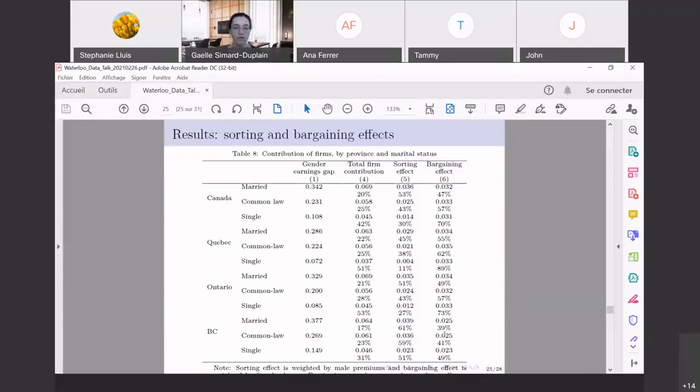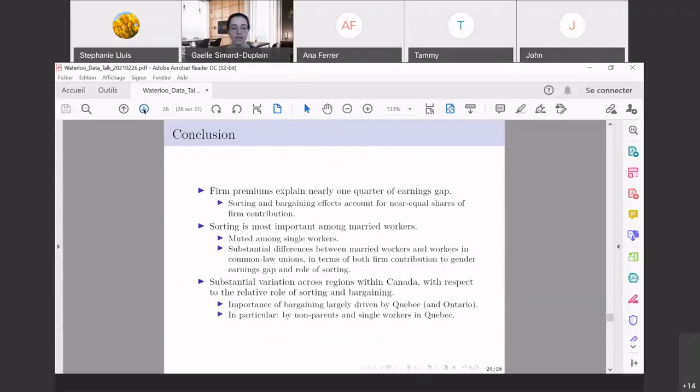So what this means, right, is that, remember, we start from the idea that bargaining is particularly important in Canada, which makes sense on one end because we have largely decentralized institutions for wage bargaining, but there are differences within the country. And the importance of bargaining is largely driven by Quebec and to a lesser extent Ontario. And not only that, but the importance of bargaining is largely driven by non-parents and single workers in Quebec.